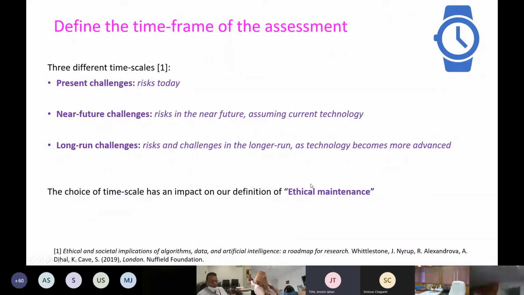We also need to define the time frame of the assessment. There could be 3 different time frames in which the assessment can be scoped. For example, the assessment can only assess the present risk, which are the risks that are imminent today. Near future challenges, which are risks that can appear in the near future, assuming current technology, or long-term challenges where we assess risks and challenges in the longer run, assuming the technology will be more advanced, what will happen. And the choice of time scale also has an impact on the definition of ethical maintenance.